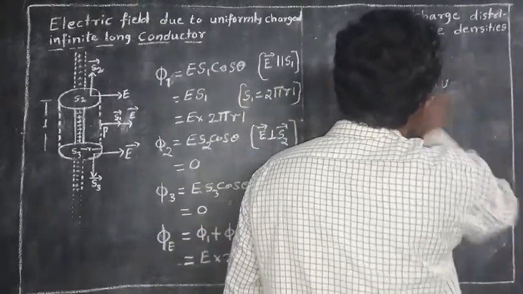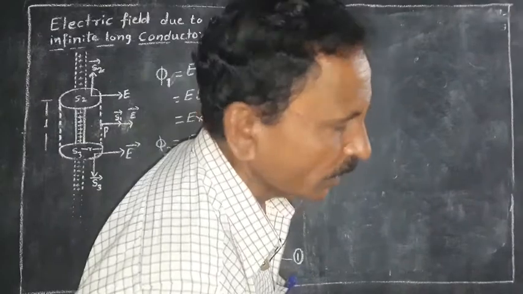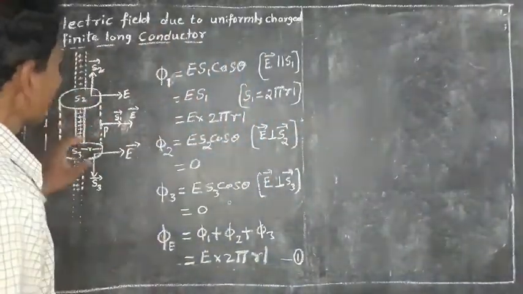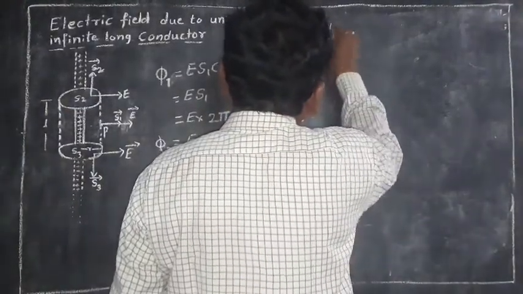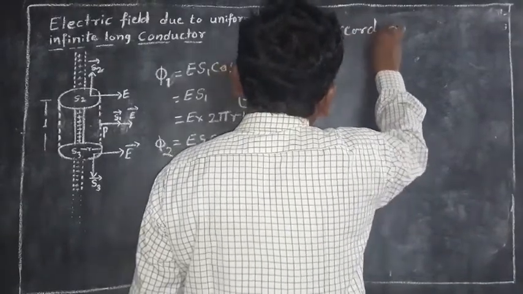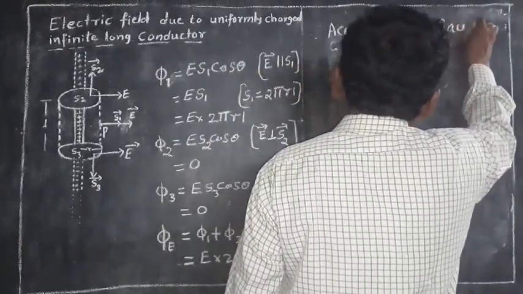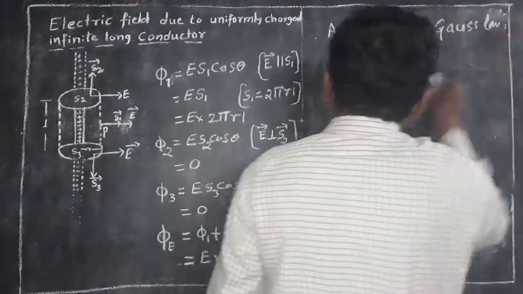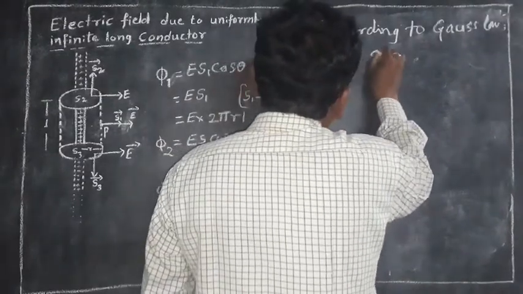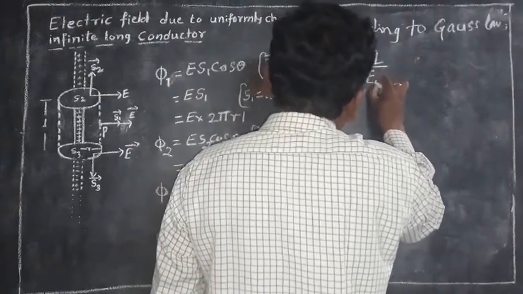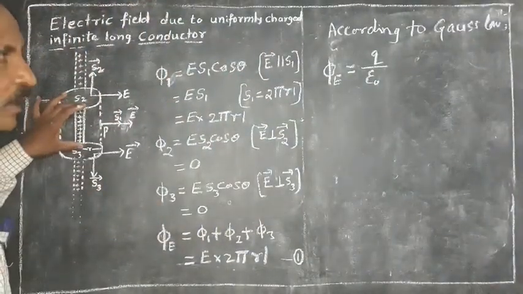Now, according to Gauss law, the total electric flux through a closed surface is phi E equal to Q upon epsilon naught, where Q is the total charge on this cylinder.